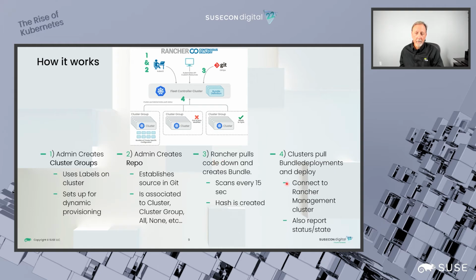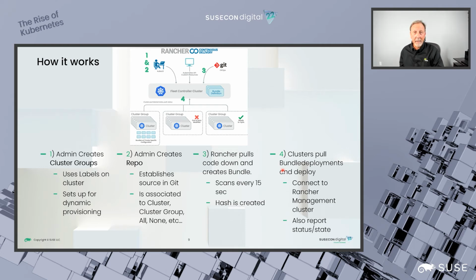And then lastly, in step 4, the clusters pull those bundles from the Rancher management cluster, but they're then called bundle deployments from the downstream clusters' perspective. The clusters pull down those bundle deployments and deploy them to their clusters. Now, notice that those downstream clusters are not going to the Git repo. They are pulling all the information from Rancher. So Rancher is all that they need to know. They don't need to know where the Git repos are.